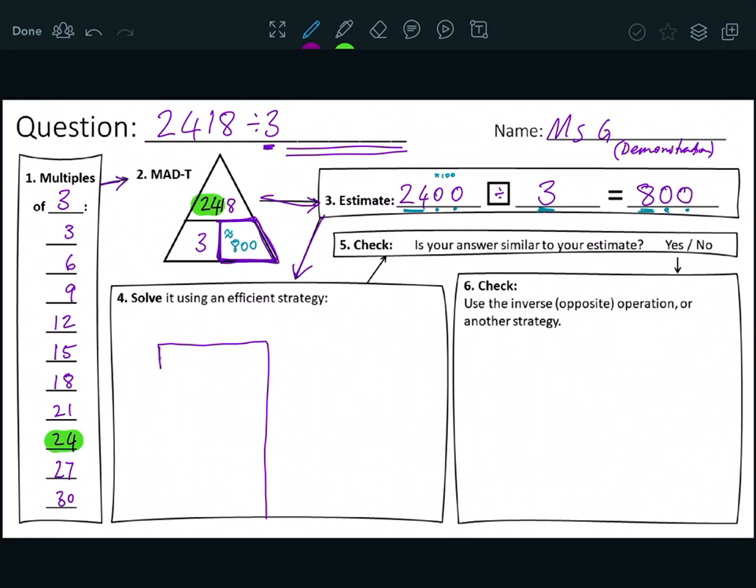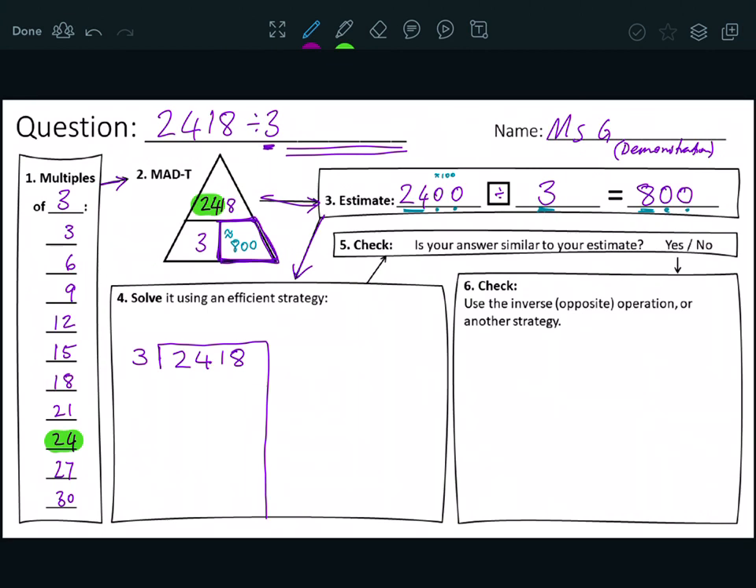Once I draw my Big 7, I draw the divisor, which is the number that we're cutting this number into 3 bits, or we're dividing our number by 3, and then we write the number that we are breaking up into 3 parts here. So this is 2,418. This looks a bit similar to other division strategies that you might have seen, but it's a good step towards doing long division or even short division. But we are still using our number sense.